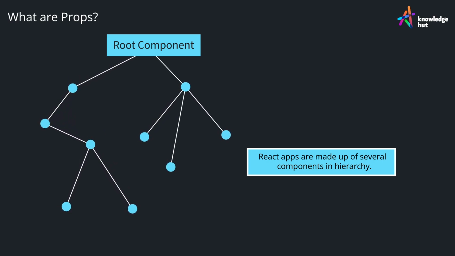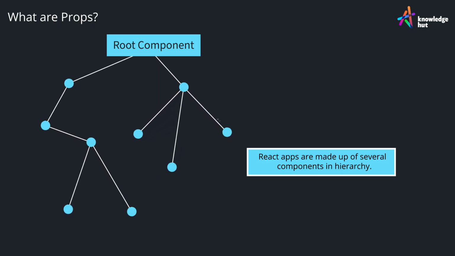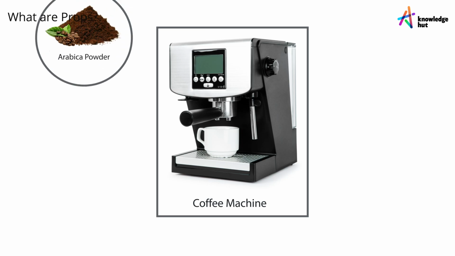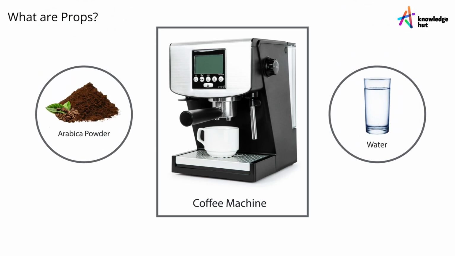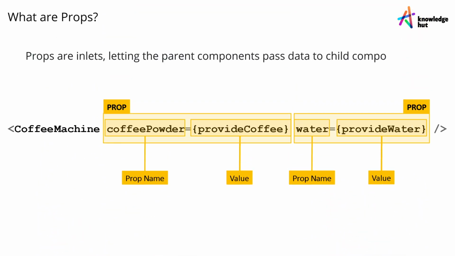While we have multiple techniques to share data between components, the most fundamental way is by using props. Here's a coffee machine. It requires freshly ground Arabica coffee powder and water to brew a hot cup of coffee. Consequently, this machine has two inlets, one for the coffee powder and one for filling up water. Likewise, props are inlets to a component. They offer a simple way for parent components to pass data to child components.